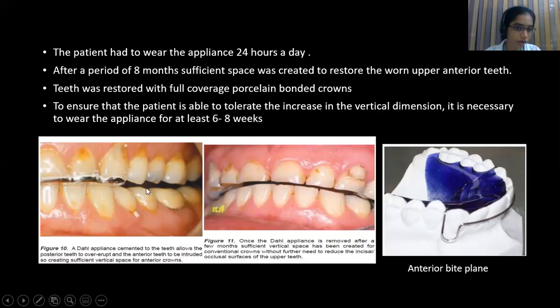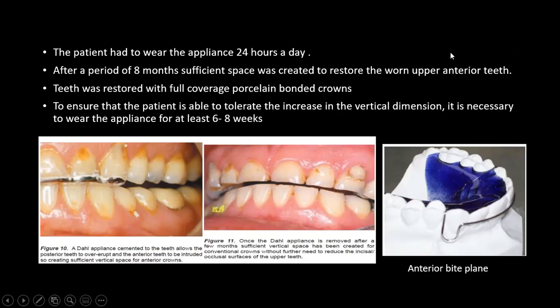see, they were not in occlusion initially. After 8 months, the posterior teeth came in occlusion, and in the anterior region you get a space, and that space was utilized, and it was restored with the full coverage porcelain bonded crowns. So after 8 months, sufficient space was created to restore the worn upper anterior teeth.